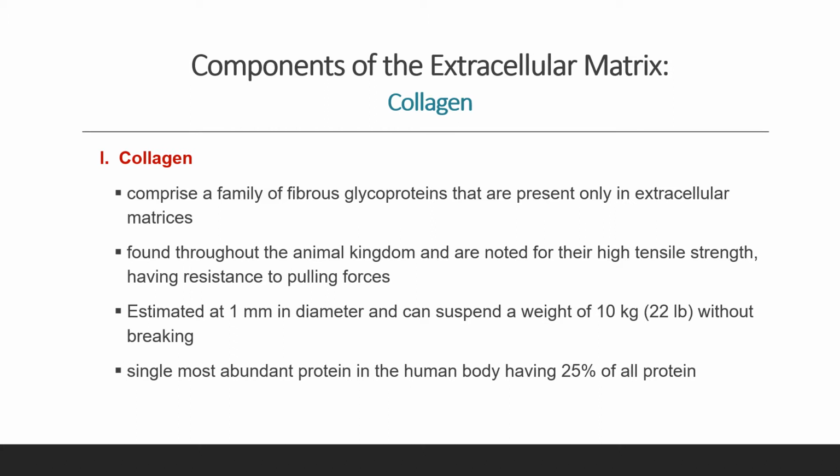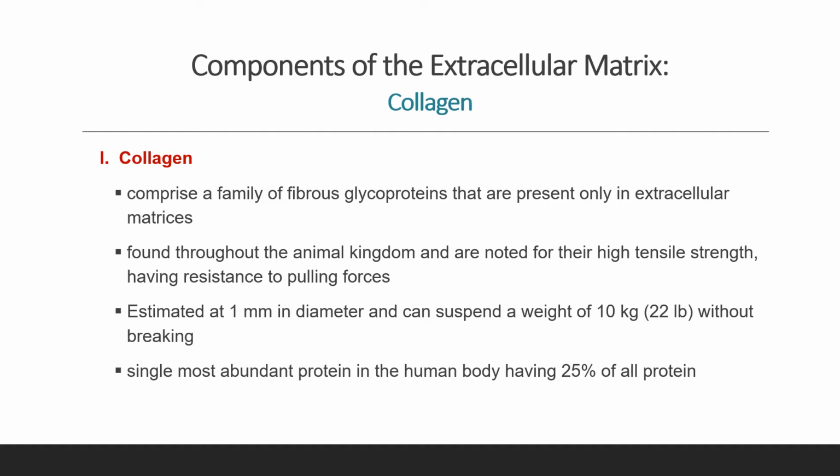Okay? Even if you pull them together, they have this very high resistance. But then again, of course, as people grow older, or as animals grow older, this collagen tends to degenerate. Okay? It is also estimated that it's around 1 millimeter in diameter and can suspend a weight of about 10 kilograms or 22 pounds without breaking.